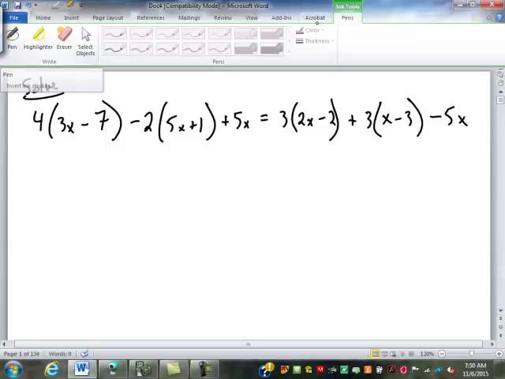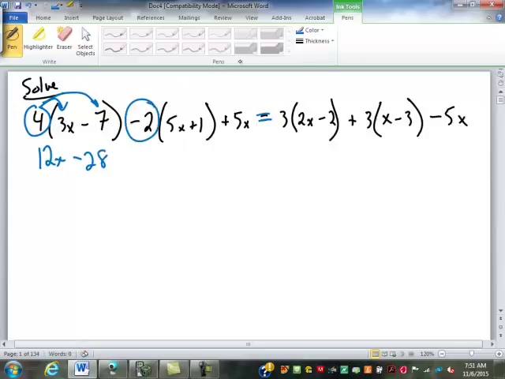Okay, so for this one, first step, of course, we're going to start on one side of the equation. We'll start on the left side to deal with the parentheses. 4 times 3x is 12x. 4 times negative 7, negative 28.